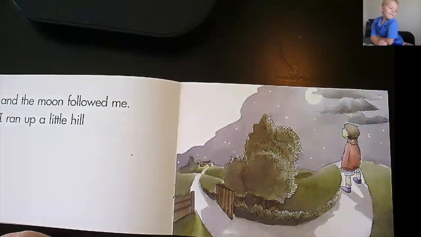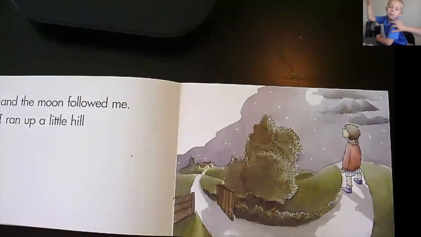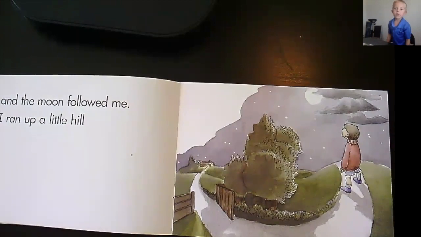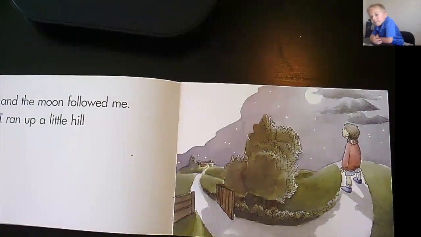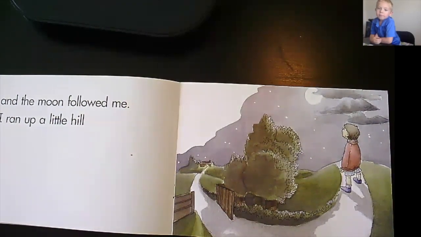What's wrong with this? What's wrong with this? What's wrong? No. What's wrong with this? Look at the book. The moon being covered up. Is there anything else wrong? No. Okay, look at the book while I read. I ran up a little hill and the moon followed me.